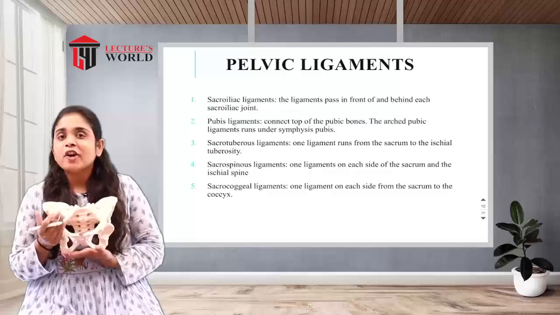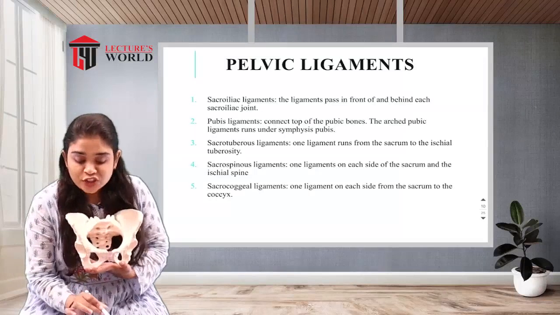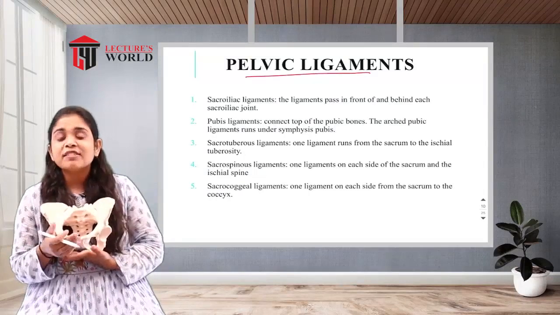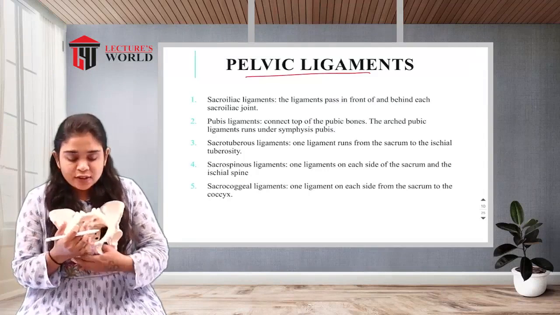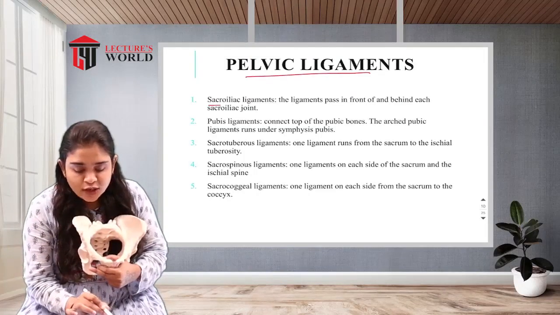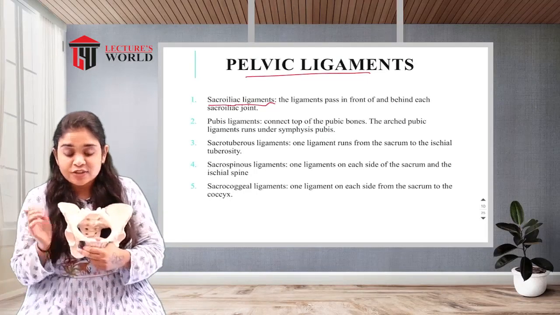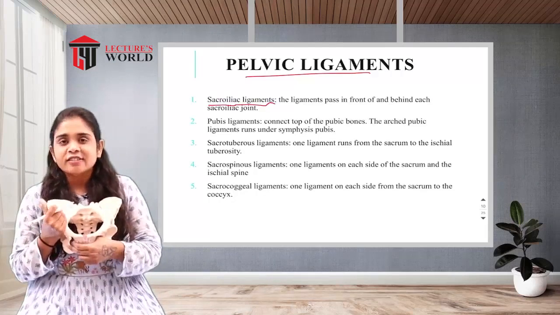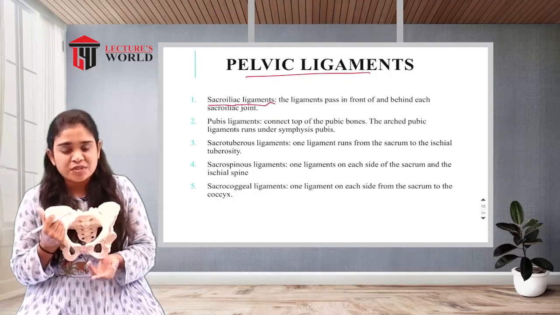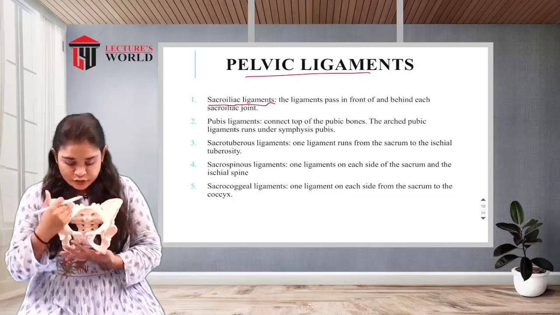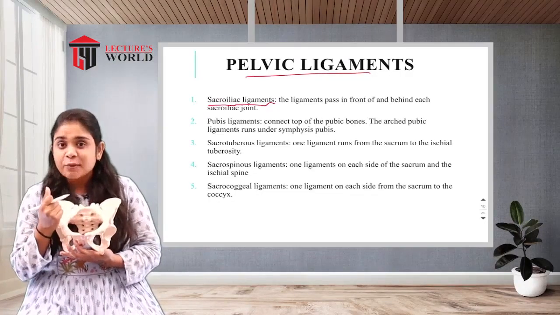Now we'll be talking about the pelvic ligaments. Which are the ligaments there? Ligaments help support the pelvis, right? Here is the sacroiliac ligament. The name only suggests where the ligament starts: sacro and iliac. This is the sacrum and this is the iliac bone, right?